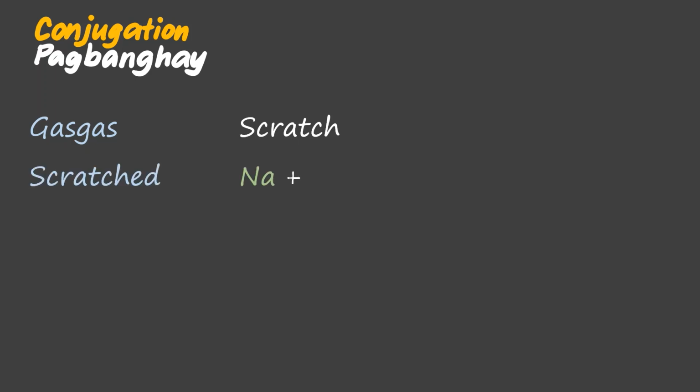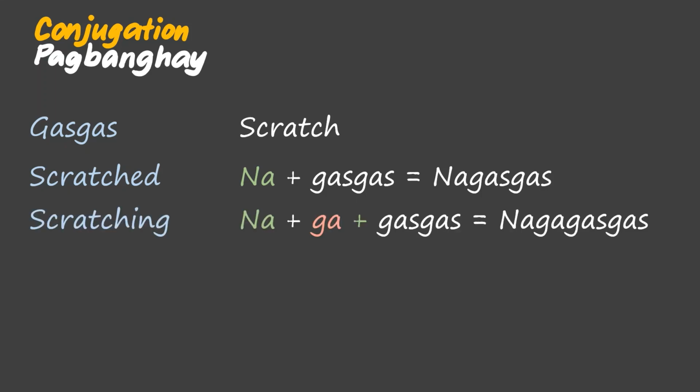Now it's time for us to check the conjugation or pagbanghay rules for words that we use for unintentional action. So, gasgas is scratch. This is the root word. Scratched, we use the prefix na plus the root word. So, nagasgas. Scratching, we use na as a prefix plus the first two letters of the first syllable of the root word. So, ga plus the root word. Nagagasgas.